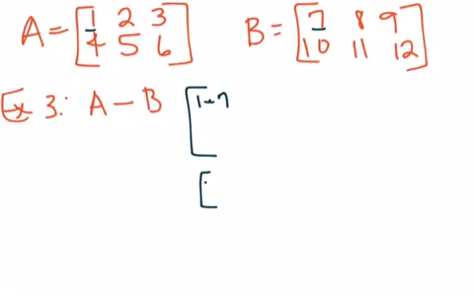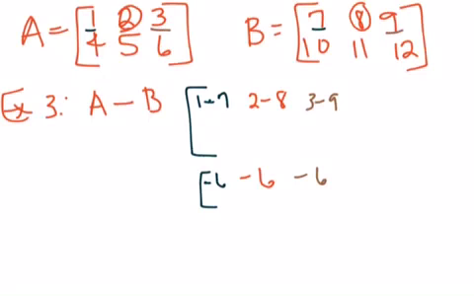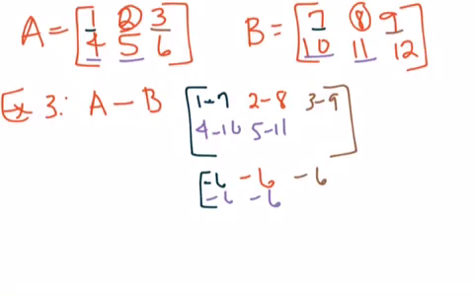These two matrices are the same size, so I can literally take 1 minus 7, which gives us a negative 6. And I can do 2 minus 8, which gives us a negative 6. And I can do 3 minus 9, which gives us a negative 6. Then I can do 4 minus 10, which gives us a negative 6. I can do 5 minus 11, which is negative 6. And I can do 6 minus 12, which is a negative 6.